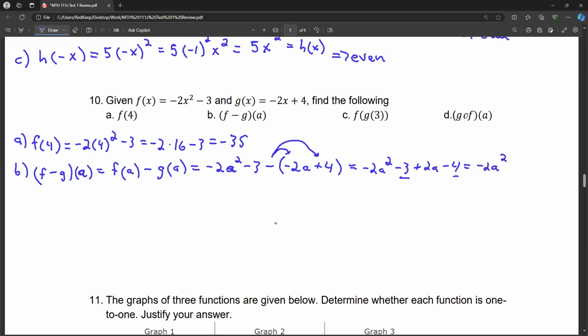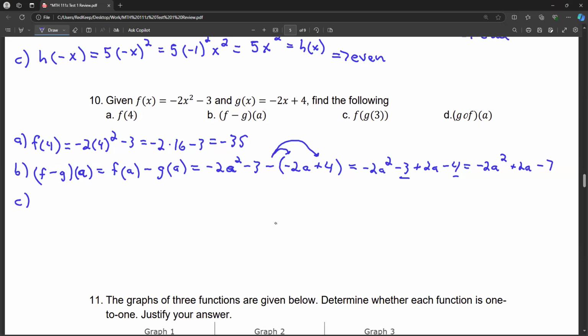I have the -2a squared. And I'm going to go ahead and bring the 2a up front, and then -3 minus 4, that looks like it's just going to equal -7. Okay, so that's everything for part B.